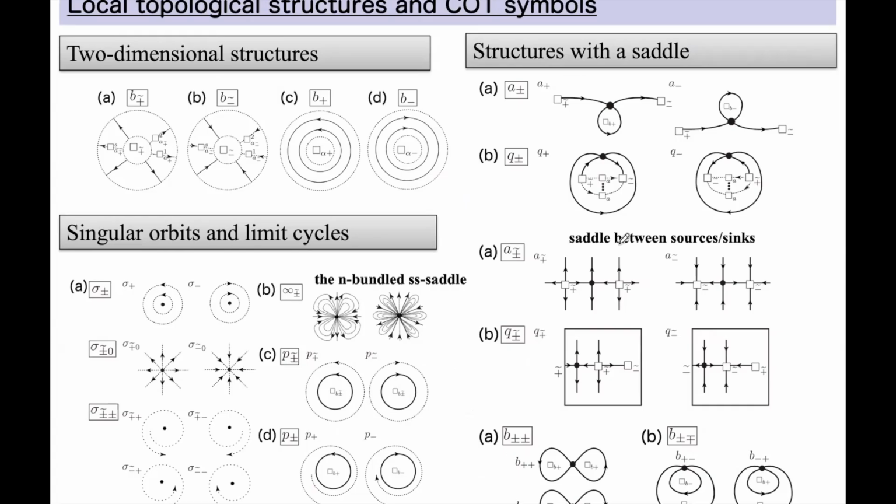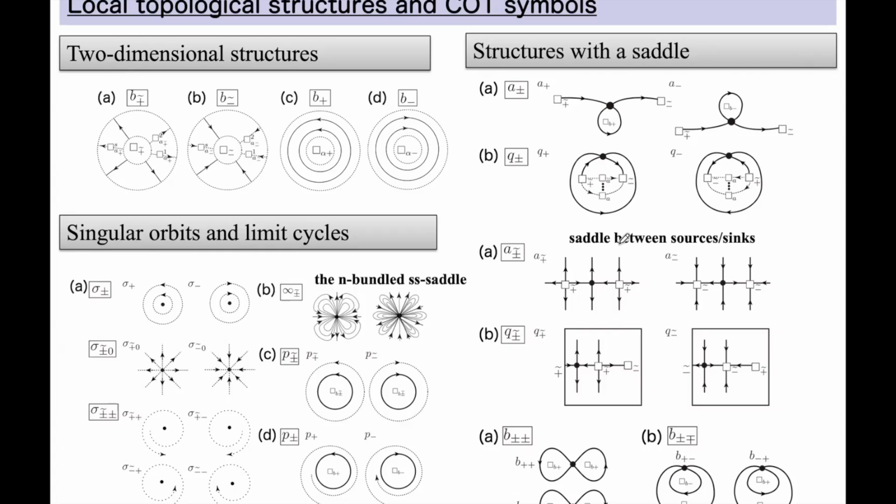We can assign the COT symbols for each pattern. For two-dimensional structures, we assign B plus minus tilde for the source-sink annulus, and P plus minus for the sink periodic annulus. For singular orbits, epicenters, sink, and source, we assign sigma. The special degenerate one is identified as infinity plus minus tilde. For P, we assign the limit cycles. In the structures with the saddle, we have six categories, for which we can assign A plus minus, Q plus minus, and so on.